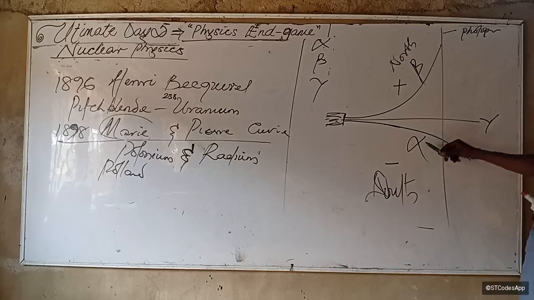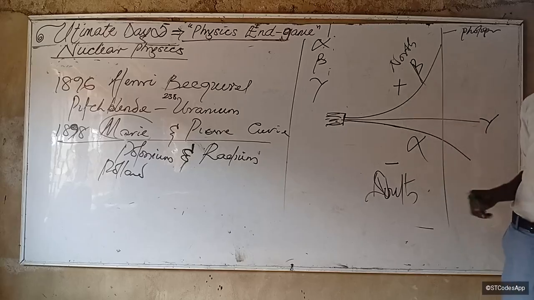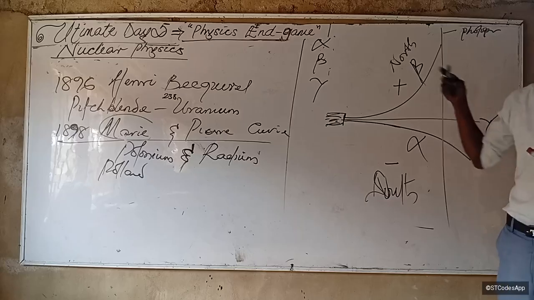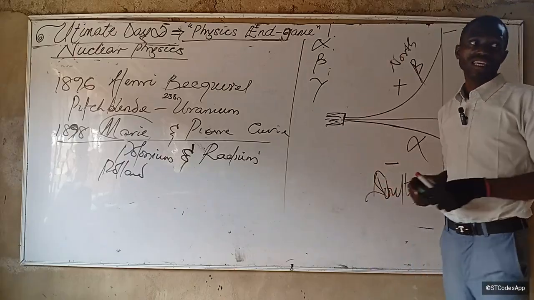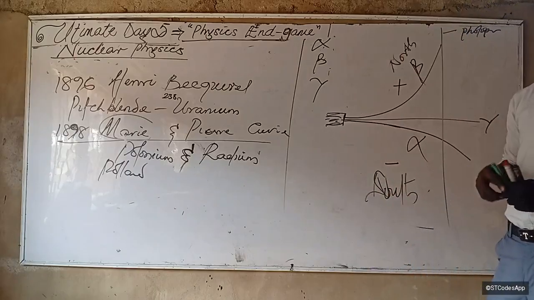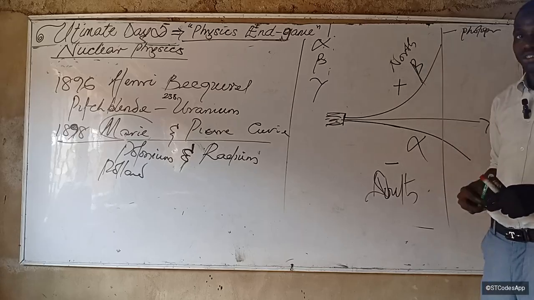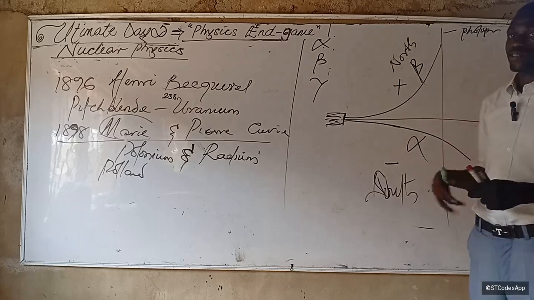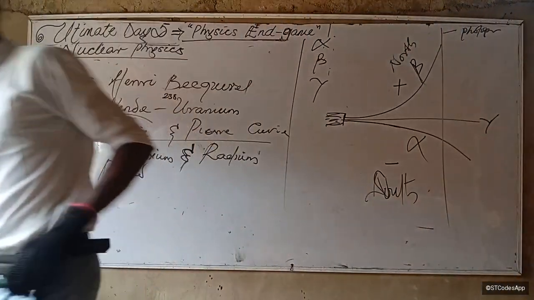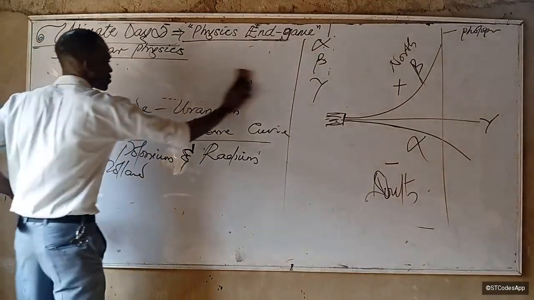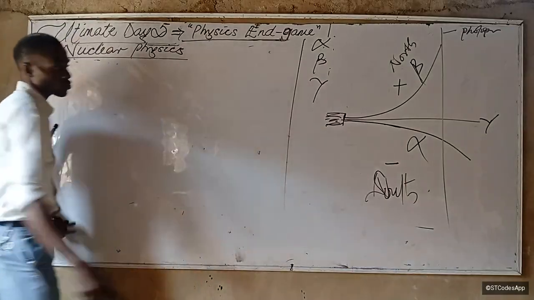The alpha is weakly deflected towards the negative, while the beta is strongly deflected towards the positive plate. The beta is really deflected because it is lighter than the alpha. What's the mass of the electron? The mass of the electron we said is 0, and the atomic number is -1. Do you remember?